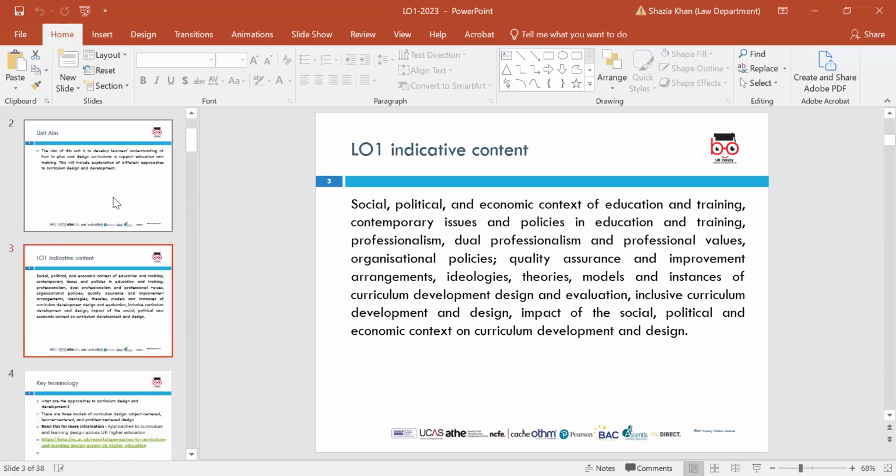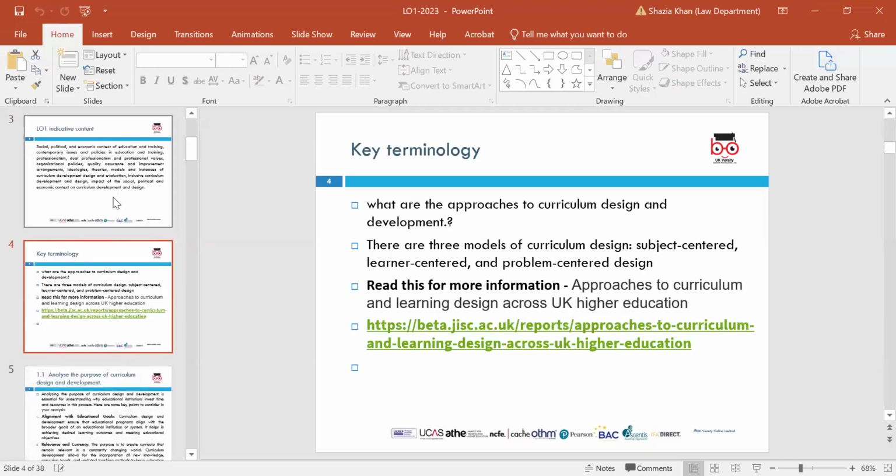So as I mentioned earlier, social, political, economic context of education and training, contemporary issues and policies in education and training, professionalism, dual professionalism and professional values, organizational policies, quality assurance, improvement arrangements, ideologies, theories, models and instances of curriculum development, design and evaluation, inclusive curriculum development and design and impact of social, political and economic context on curriculum development and design. So that's what we'll be looking at in regards to learning outcome 1.